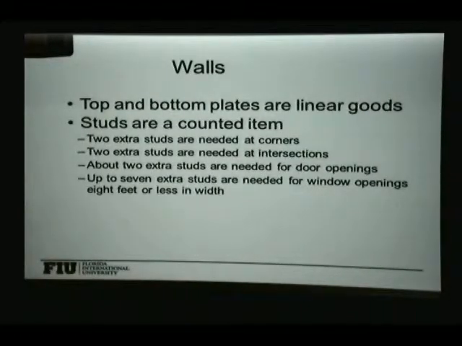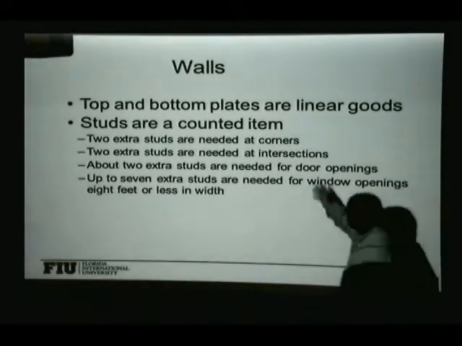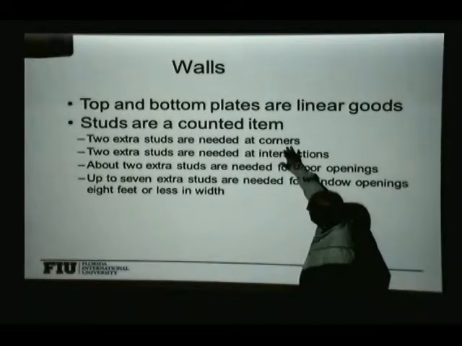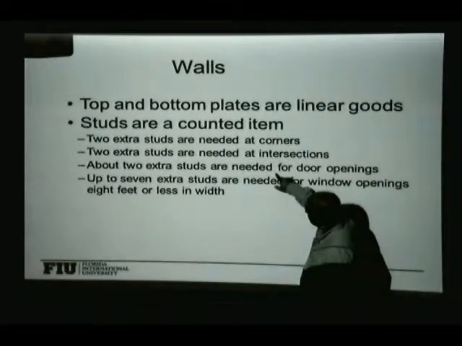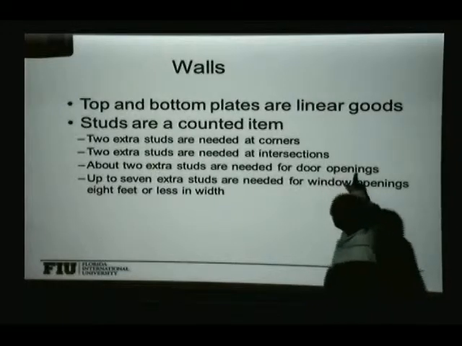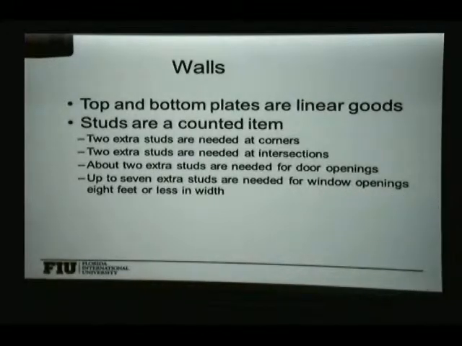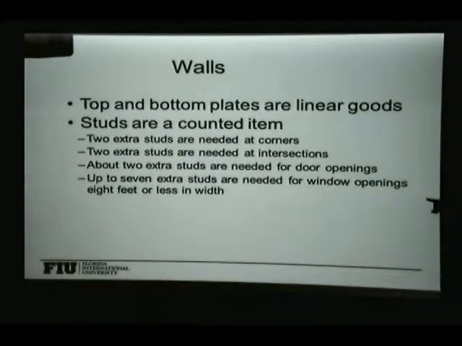In walls, we have studs that are counted items. You count how many studs you have in your structure. Then again, there are some rules of construction. You need 2 extra studs at the corners, at the intersections, and 2 for door openings and window openings. You may also have extra studs on top and bottom, depending on the size of the window and where it fits within the overall structure.